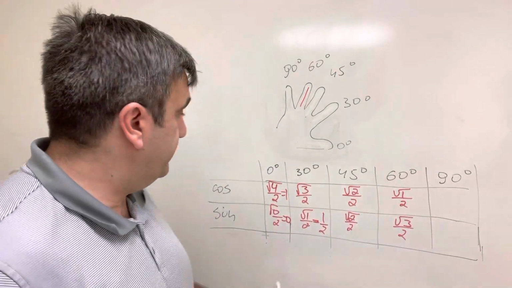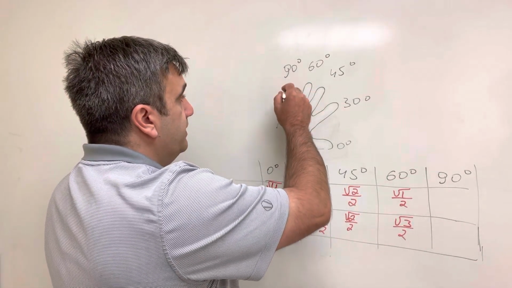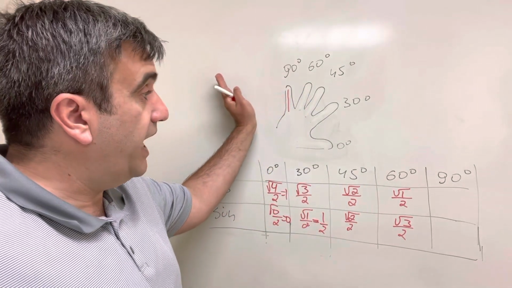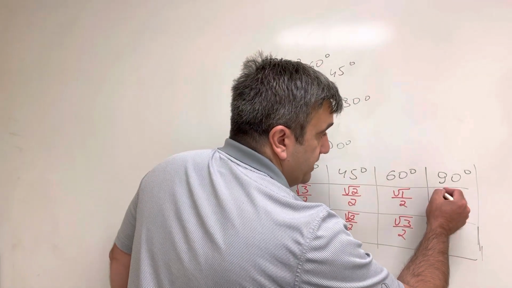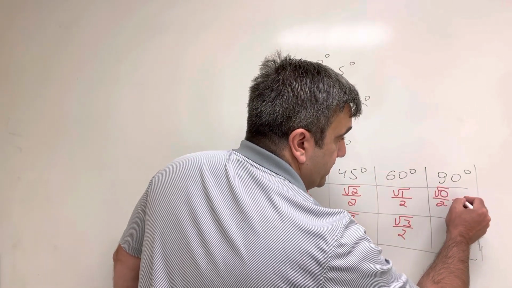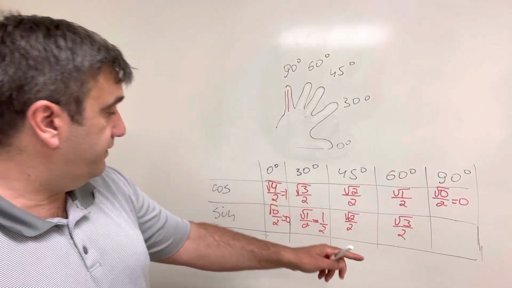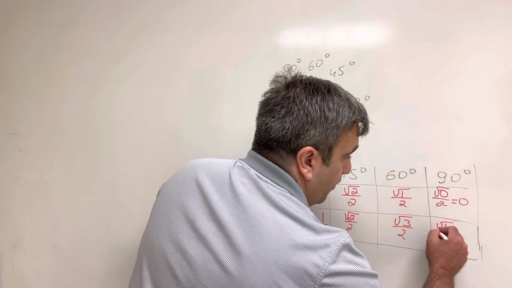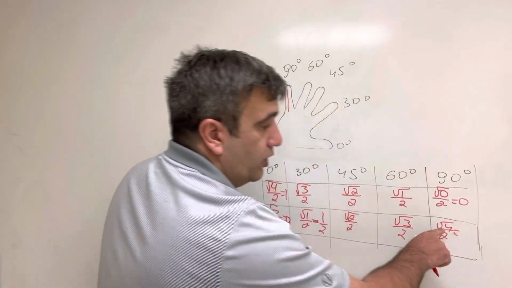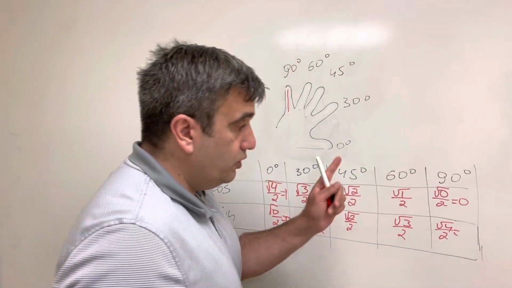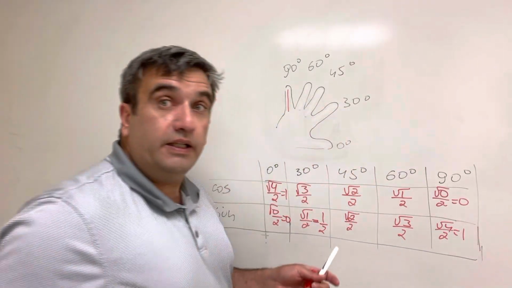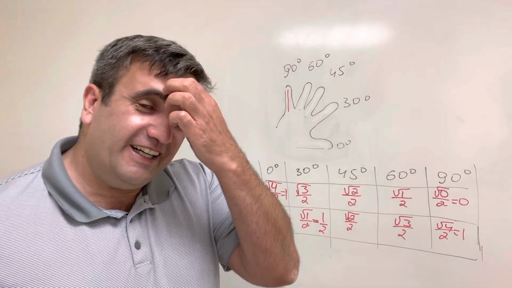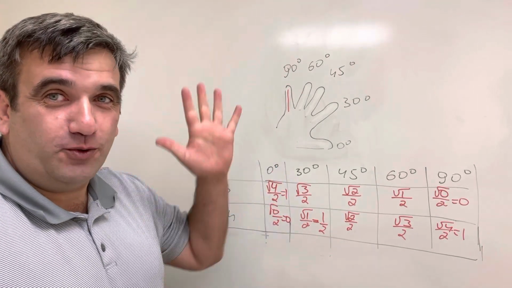And 90 degrees, so it will be here. For cosine, we have no fingers, so it will be 0 over 2, or just 0. And for sine, it will be 1, 2, 3, 4 fingers. Square root of 4 over 2: the square root of 4 is 2, and 2 over 2 is 1. Here we go. Now you know how to remember values of cosine and sine using your hand.